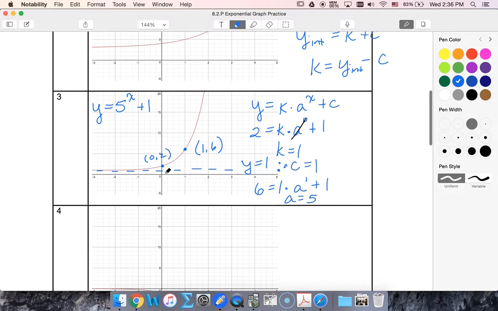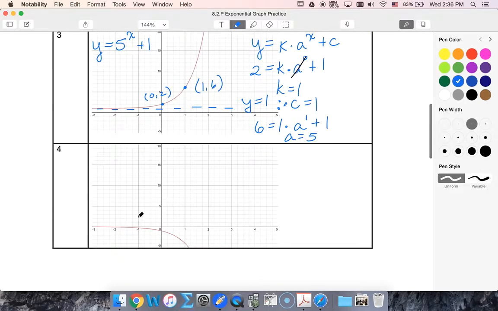Let's try one more. All right, the easiest part about this one is looking at my asymptote. That looks like it's 0. So my c value is 0. I see that we go through the point (0, -1). So negative 1 equals k times a to the 0. Again, that's just 1. Plus 0, I don't even need to write that. So k must be negative 1.